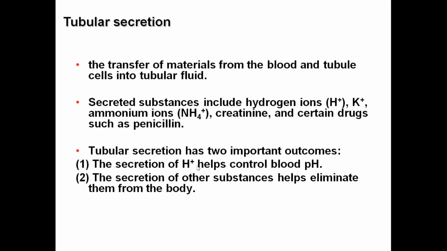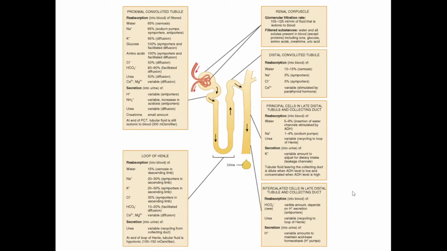The secretion of hydrogen helps to control the blood pH and thus contributes to the pH maintenance by kidneys. And secretion of other substances helps to eliminate them from the body. Here on this slide, you can see a summary on the reabsorption and secretion in different areas of the nephron. So here you have the summary on proximal convoluted tubule, then loop of Henle, then the distal convoluted tubule, and principal cells and intercalated cells with their functions, plus the renal corpuscle, which is responsible for the filtration.